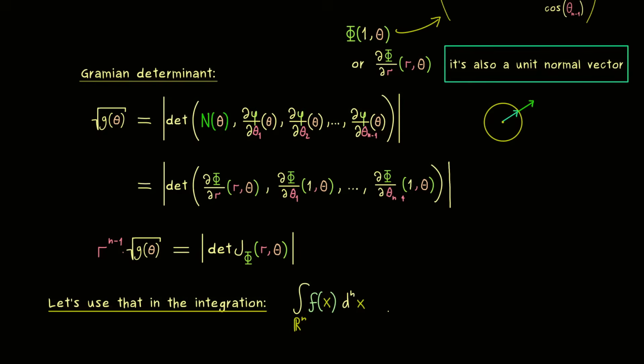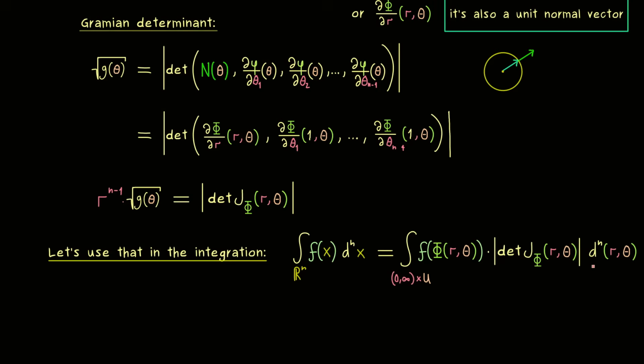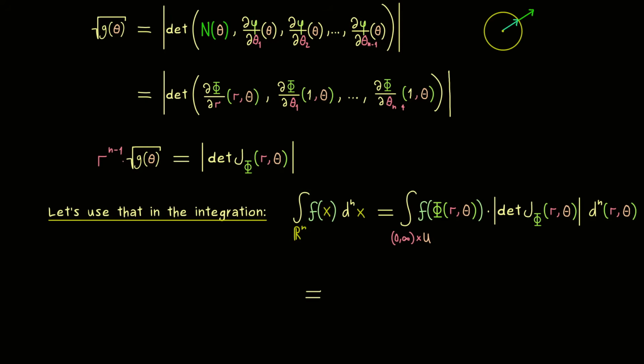So again, in the first step, we can just use the standard change of variables formula to get in the Jacobian determinant. And then we can just replace it with the Gramian determinant times r to the power n minus 1. Moreover, of course, we can also use Fubini's theorem to split the integral up. This means we can write the integral with respect to r as an integral from 0 to infinity. And then we can also put the factor r to the power n minus 1 to the front. And then inside we also have the integral with respect to the angle, so we integrate over u.